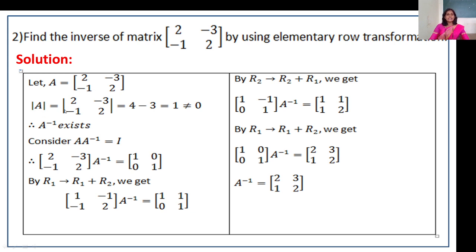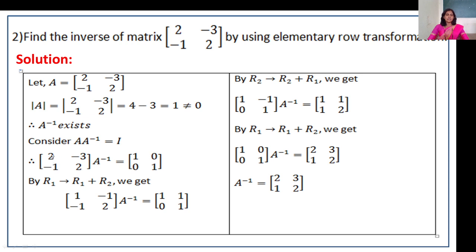Then find its determinant. Determinant of A is equal to determinant of this matrix. If we expand this matrix, we will get 4 minus 3, which is equal to 1. This value is non-zero, so A inverse exists. Now consider this equation by the definition of inverse of a matrix, that is A into A inverse is equal to I. Then substitute the value of A in this equation, that is 2, minus 3, minus 1, 2.